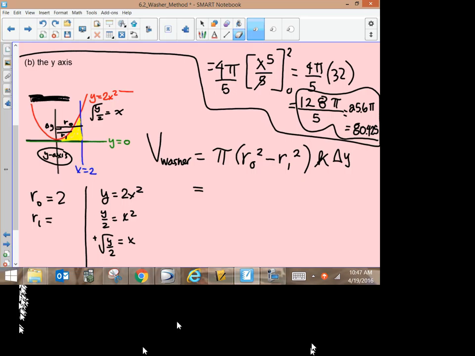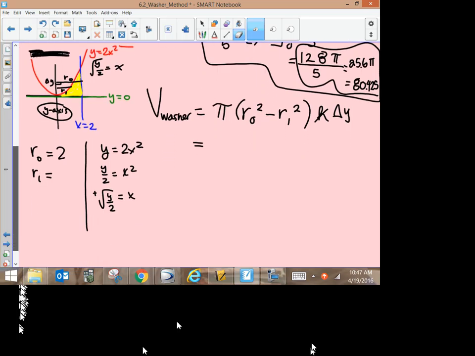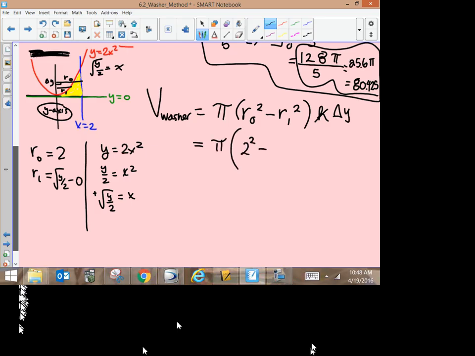All right. So what is our inside, Kimberly? Number minus little number. Square root of y over 2 minus 0, right, which is square root of y over 2. So here we go, plug them in. Okay, we're going to take r out, squared minus r in squared times change in y.